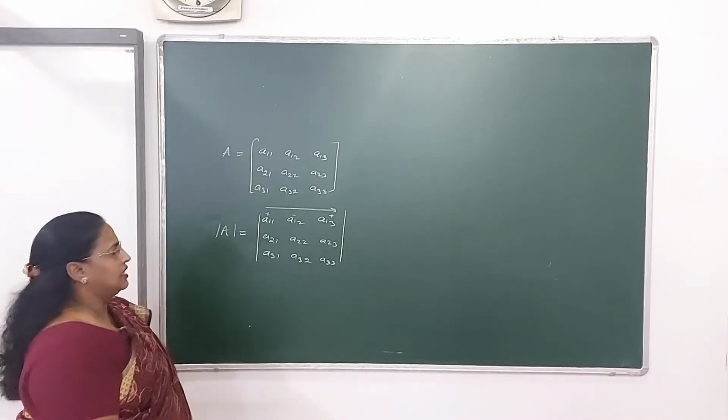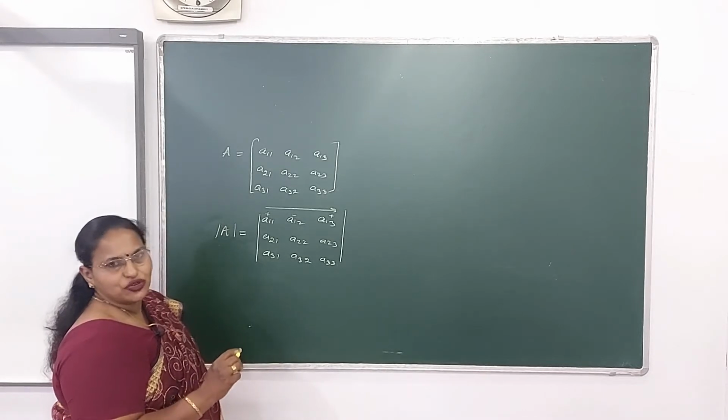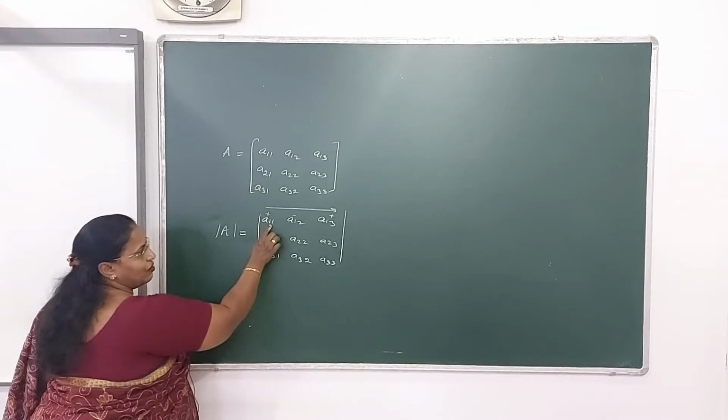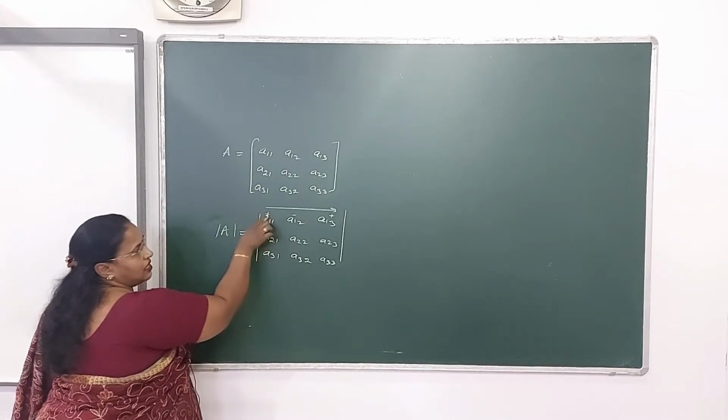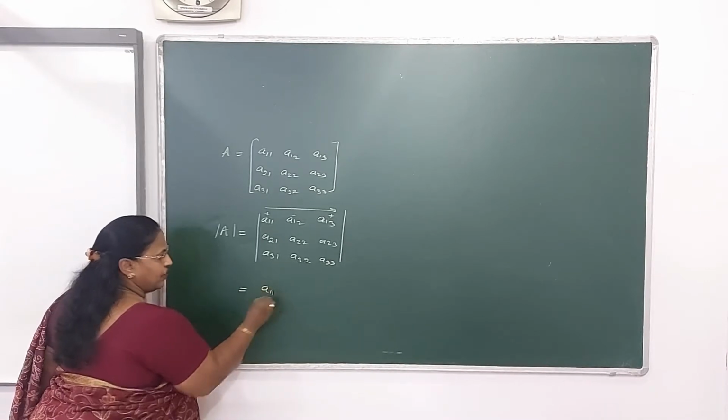Now let's see the method. So let us expand by the first row, or R1. First of all, see what to do. You will be writing down the first element. Here what is the sign? Plus sign is there, nothing to mention. Simply you will write down A11.